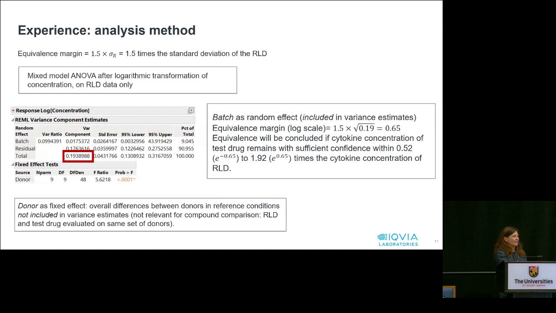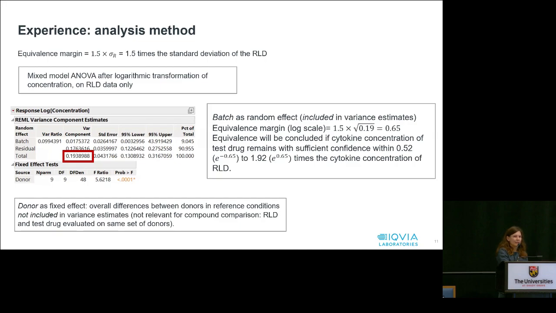So it's a little bit of statistical theory, but I will try to not go too deep into the details. In the paper that I just referenced, you will see the guideline that you can calculate the equivalence margin based on the variation of your data on the RLD data. So for this equivalence margin, you only need the data of the RLD. And then the recommendation is to use an equivalence margin that is 1.5 times standard deviation.